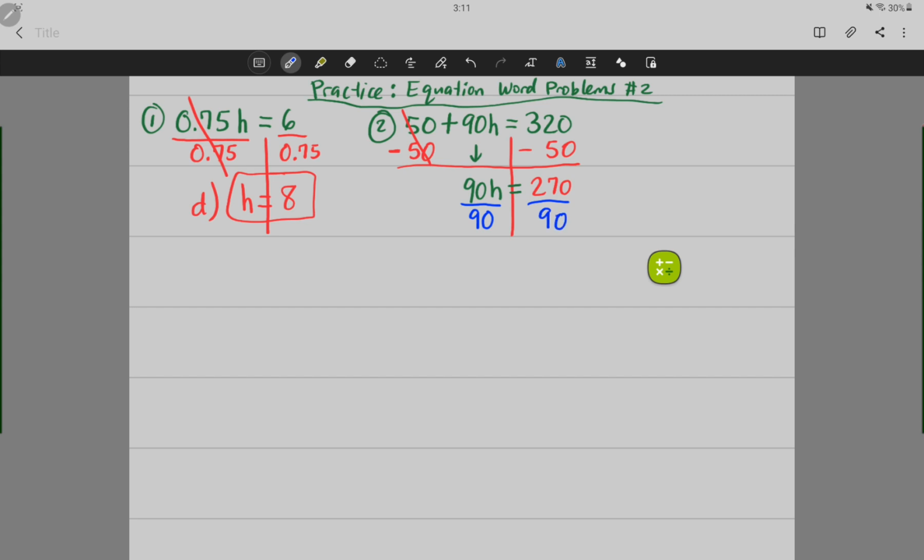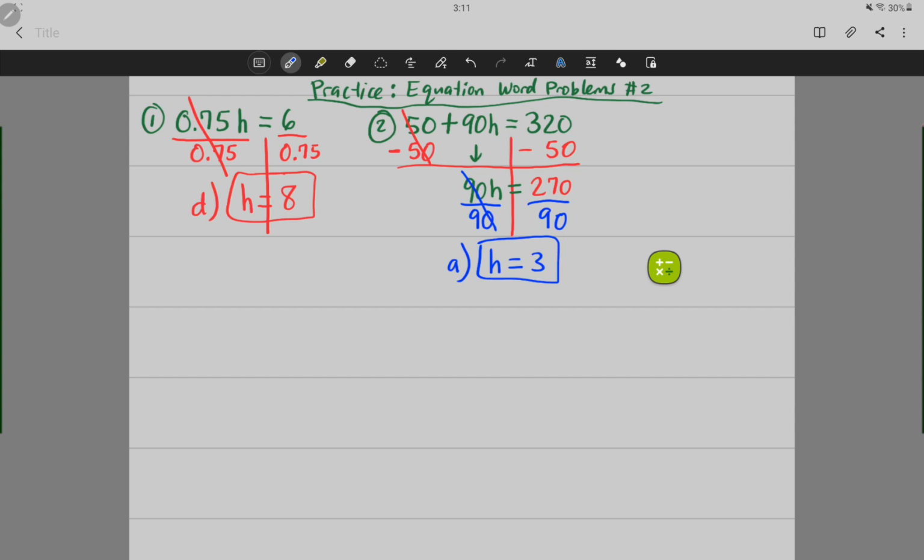90 divided by itself is 1, just cancel. Bring down our letter h and equals. And 270 divided by 90 is 3. So we're going to get the answer: the plumber worked for 3 hours.